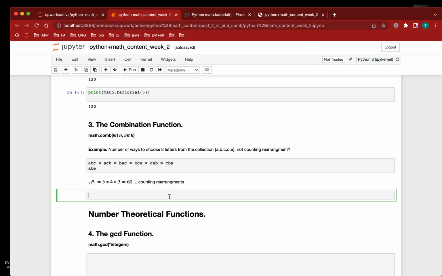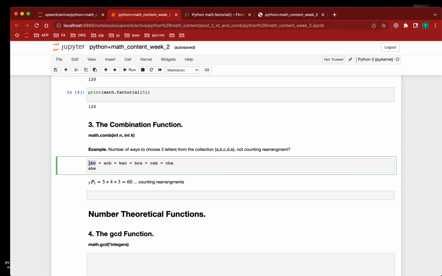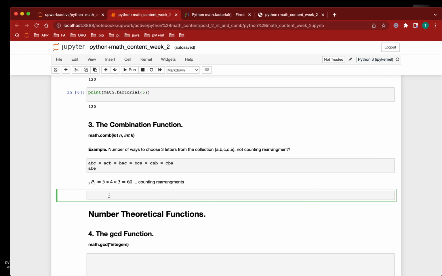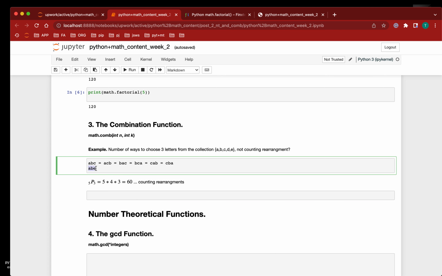So the main idea here is that one way of choosing the letters accounts for 6 ways of choosing the letters in the permutation problem. So if we had ABE as well, there are 6 ways of rearranging it. So you have AEB, BAE, etc. So there are 6 ways. So given a way of choosing the letters in the combination problem, there are 6 ways of choosing them in the permutation problem.